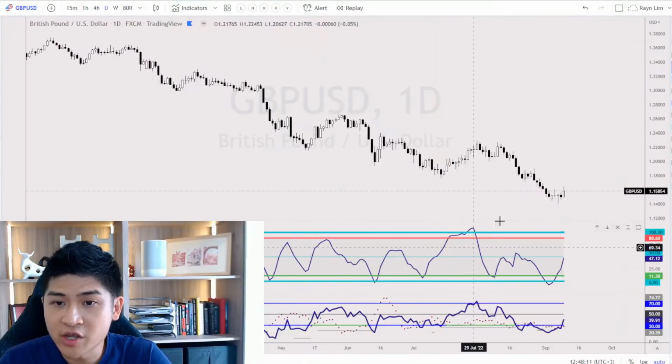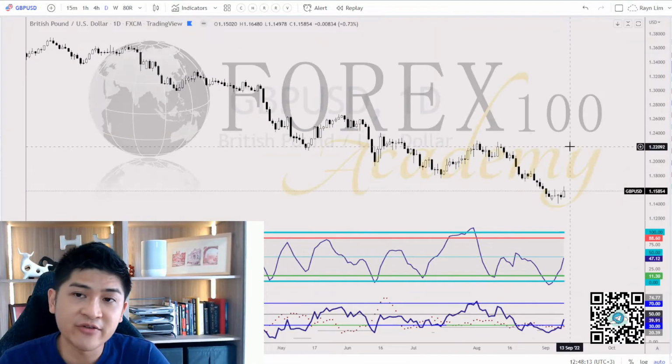So today on the weekly market analysis, let's look at pound dollar. On the daily chart, what we can see over here is a bearish trend, very different from euro dollar.